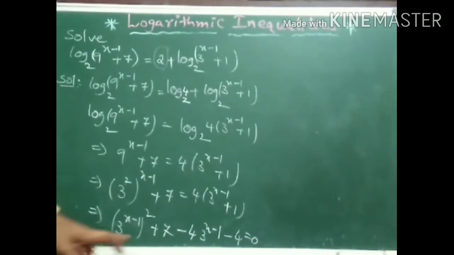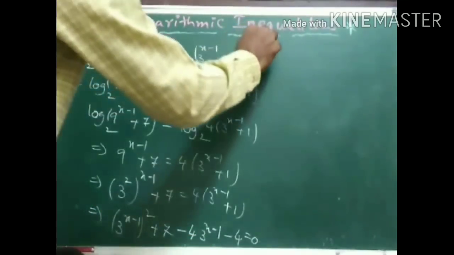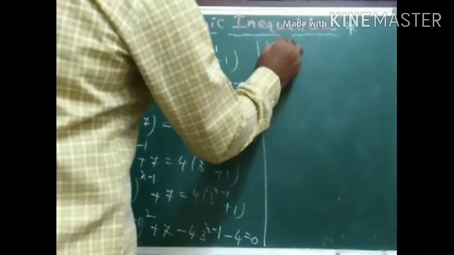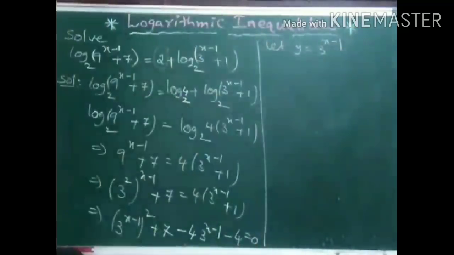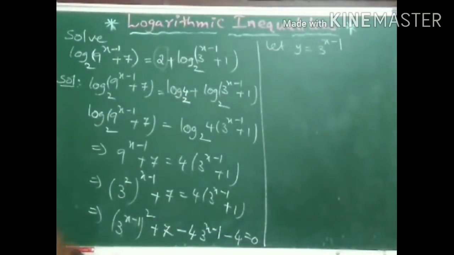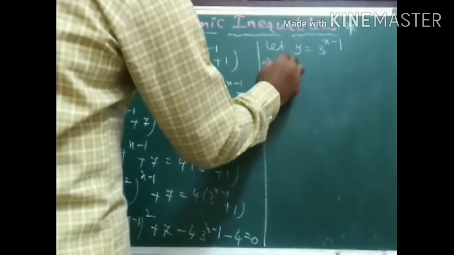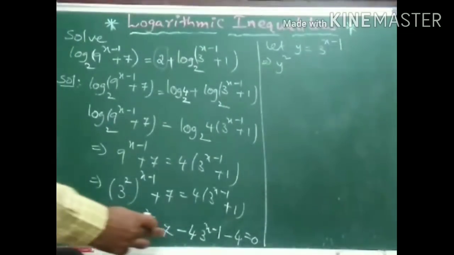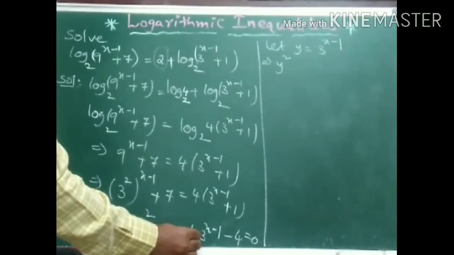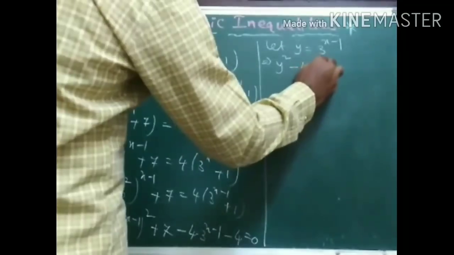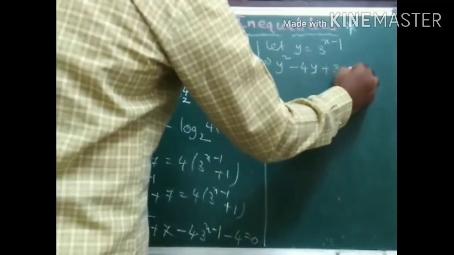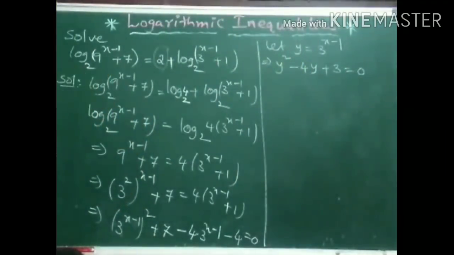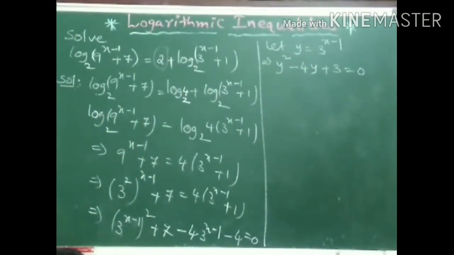Right? Now clearly there is a term 3^(x-1). So let it be some y. Let y be equal to 3^(x-1). Hence this can be written as y squared, and this is minus 4y, and 7 minus 4 is plus 3, is equal to 0. So clearly we got a quadratic equation.